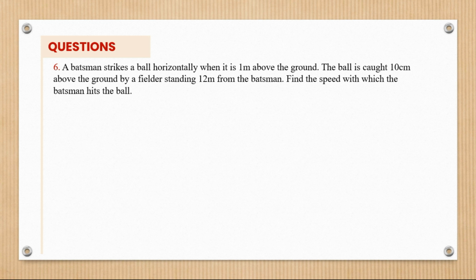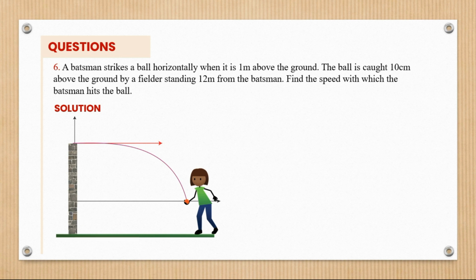Now when you read this question, the key new term is the fact that the ball is caught 10 centimeters above the ground by the fielder. So that's going to be very important to solving this question. So let's sketch this. This is our fielder right here catching the ball at some distance above the ground. So now this is what we have.